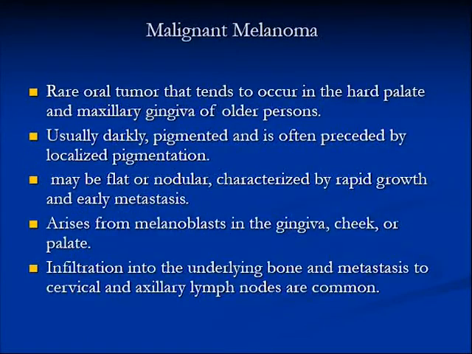Next is malignant melanoma. It usually occurs in the hard palate and maxillary gingiva of older patients. It usually appears darkly pigmented, preceded by the occurrence of localized pigmentation. It may appear as a flat or nodular growth. It is characterized by rapid growth and early metastasis. It originates from the melanoblasts in the gingiva, cheek, and palate. Infiltration into the underlying bone and metastasis to cervical and axillary lymph nodes are common.